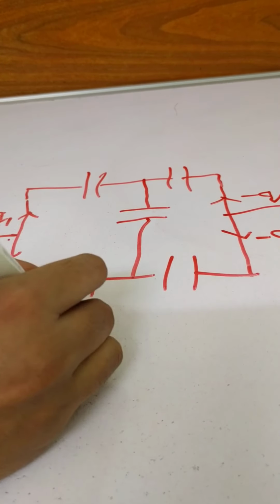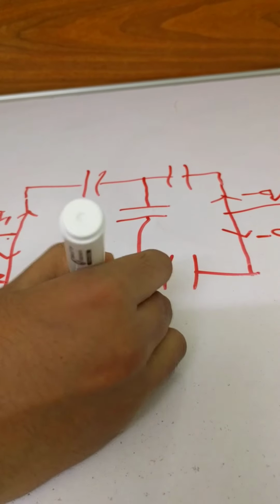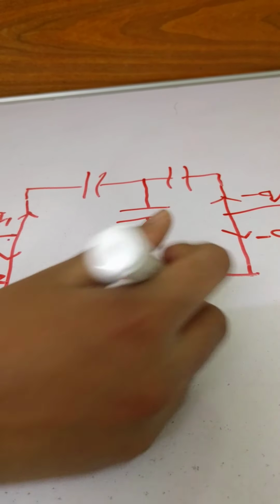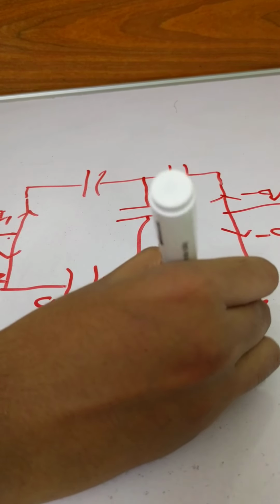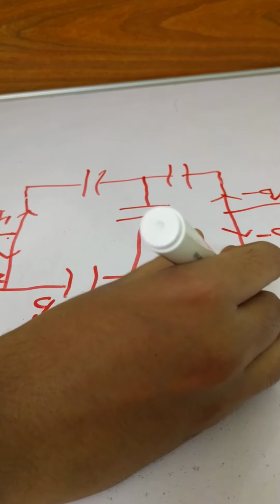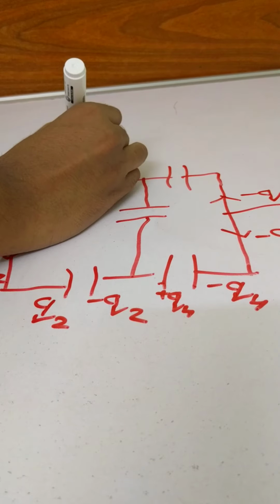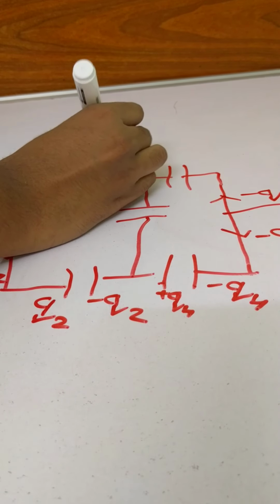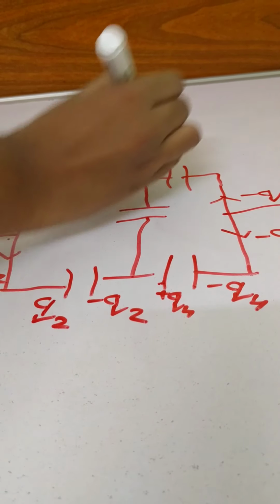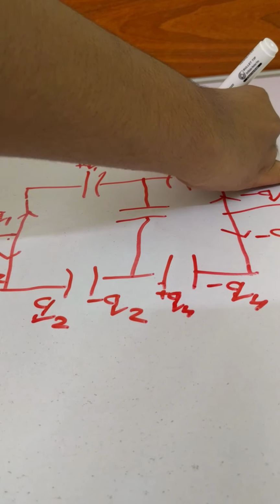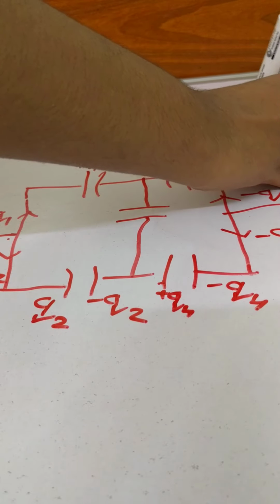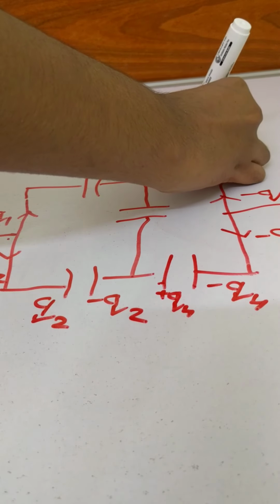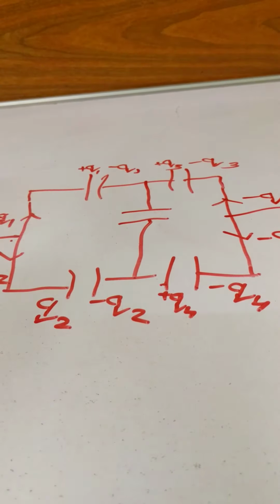If you are not able to see, now here plus q2 charge will form, and here minus q2 charge will form. Here minus q4 and here plus q4 on this plate. This side plus q1, this side minus q1. This will be minus q3, this will be plus q3. This will be the circuit.